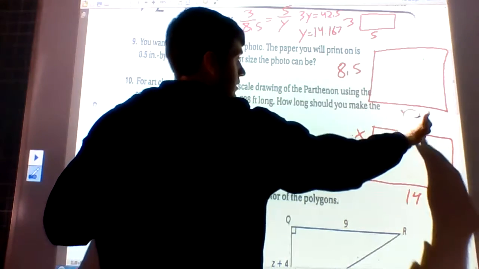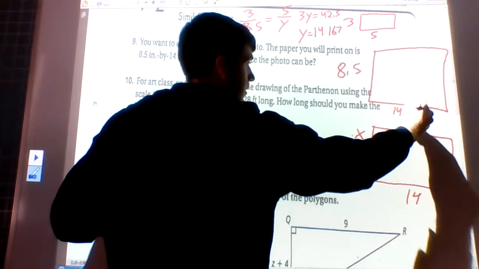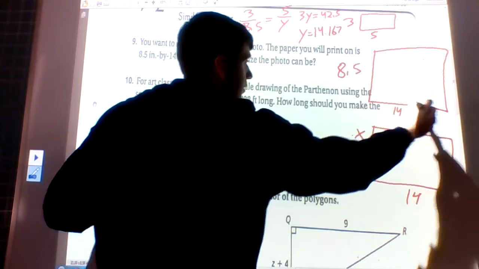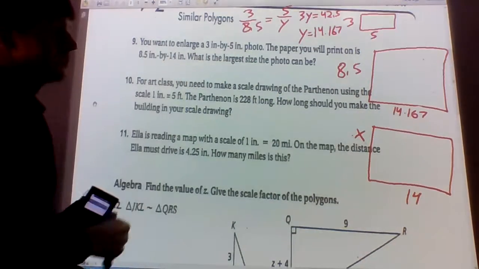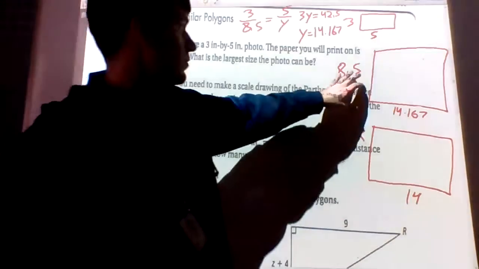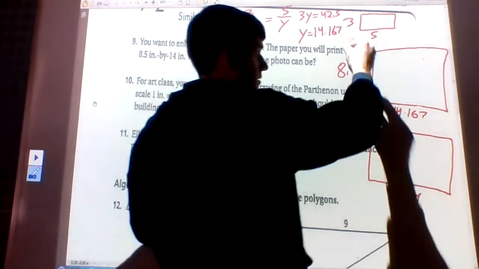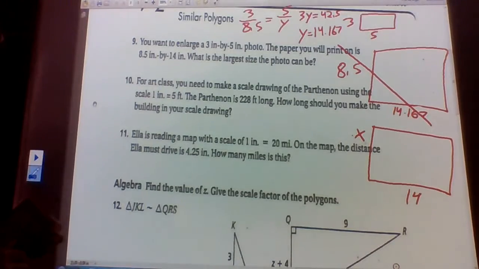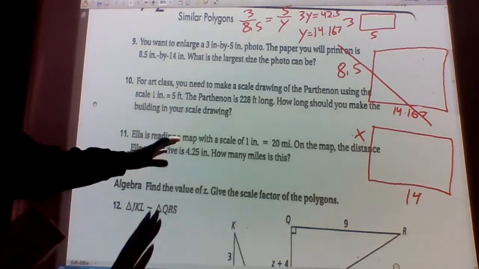So if we notice here, the paper we're printing onto only has a width of 14 inches. So this one's not going to fit on the paper. So this way is not going to work. Okay, it's not going to fit on the paper. So it's going to end up being the other way.